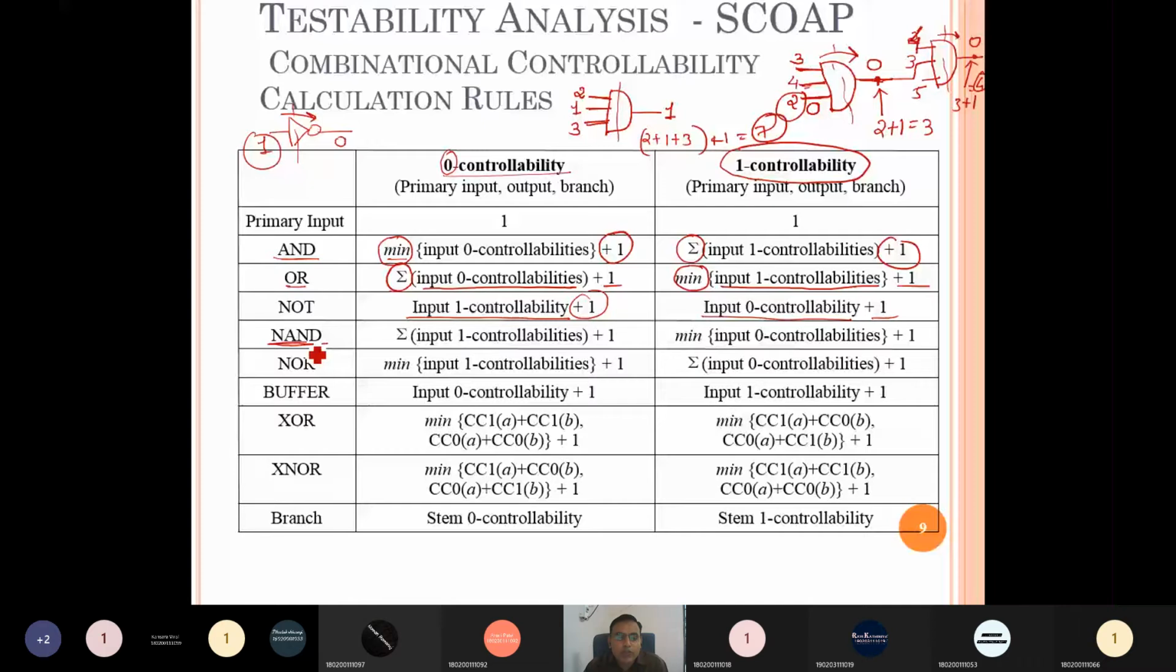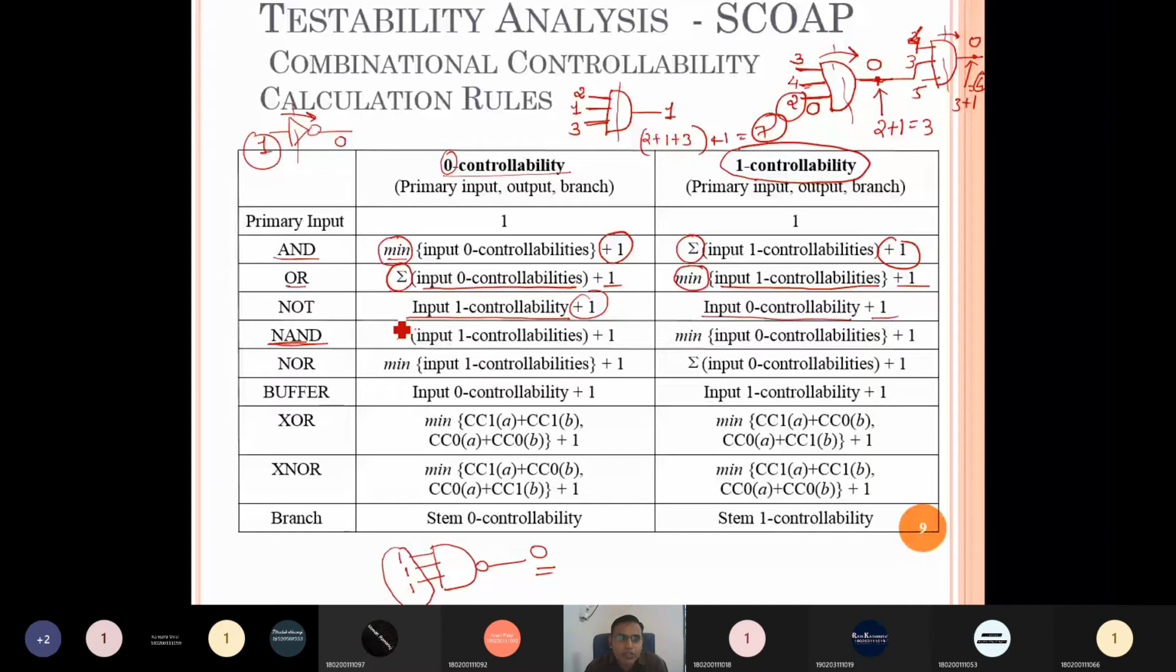Fourth one is the NAND gate. In a NAND gate, what should be the zero controllability when the output of the NAND gate is equal to 0? Can anyone tell me when the output of the NAND gate is 0? What is the condition for that? If all the inputs are 1, then and only then the output of the NAND gate is 0. So we have to ensure all the inputs are 1.